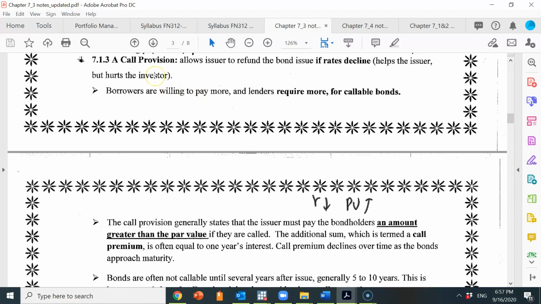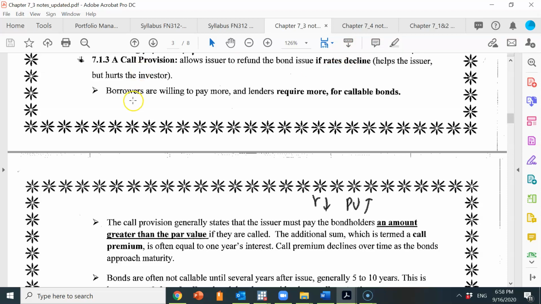Another special thing about bonds is a call provision. Some bonds have it and some bonds do not. A call provision allows the issuer to refund the bond issue if rates decline. It helps the issuer but hurts the investor. Remember, this is the cost of debt for the issuer. So if the market rate declines and there is a call provision, the firm can decide if they want to call back the bond or not, and issue a similar bond with a lower interest rate or lower cost of debt in the market.